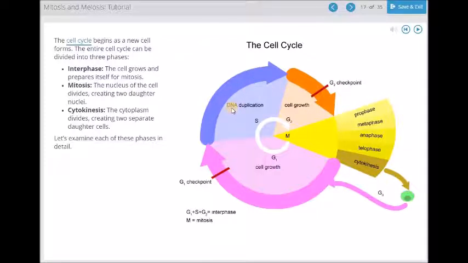Right now when you see DNA, you can think chromosomes. We'll talk about the difference later. So we spend some time right here. This cell is absorbing nutrition and it's growing. Its internal processors are working like crazy to increase its mass, and then all of a sudden it stops right here and starts copying the DNA.